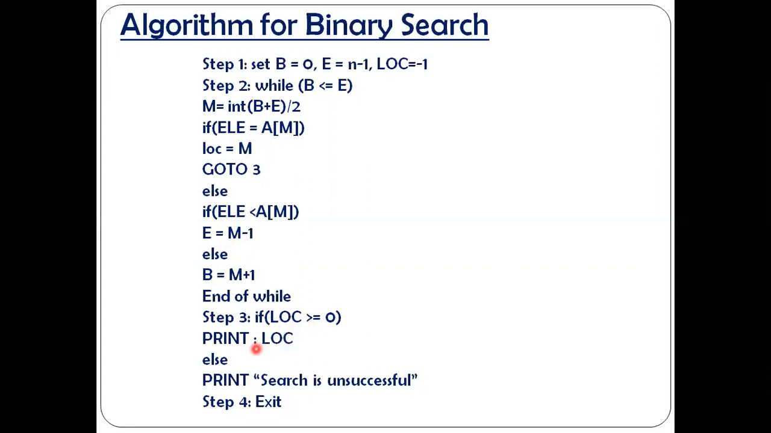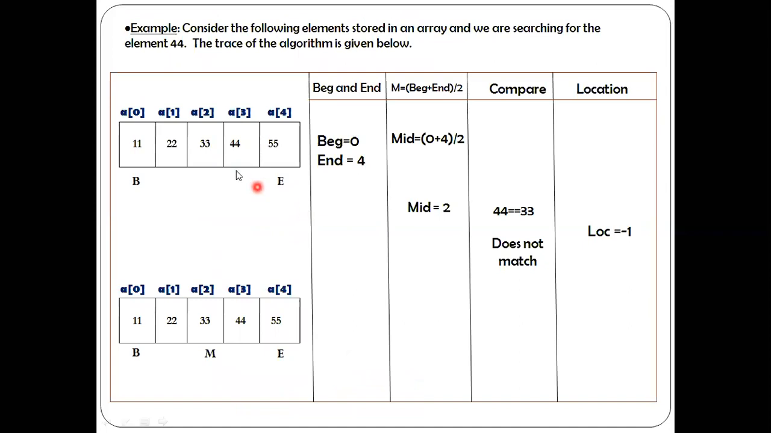If it is false, I'm going to display the message after the else part. Then step 4, exit. This is the binary search algorithm. Now we'll have an example of binary search. Okay, this is an example.